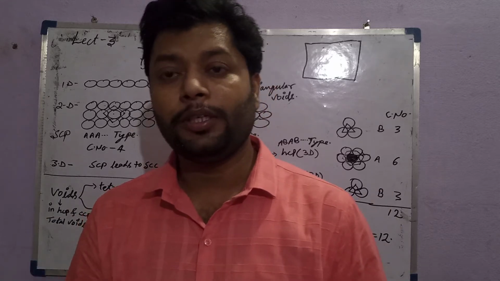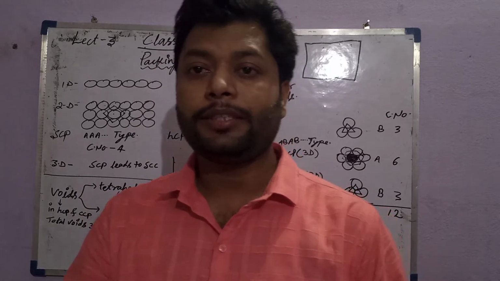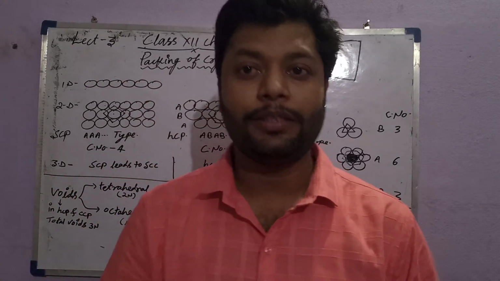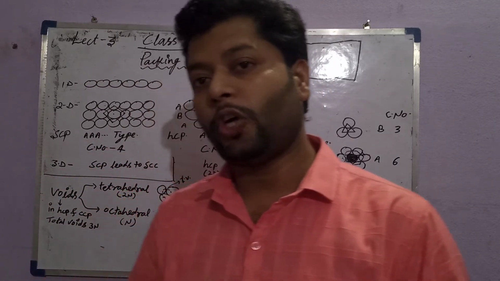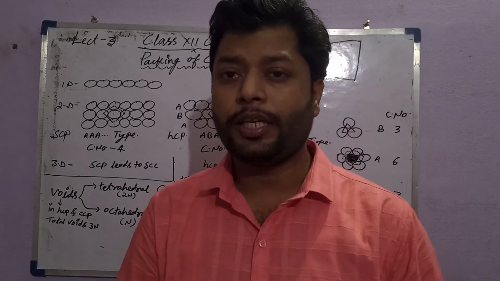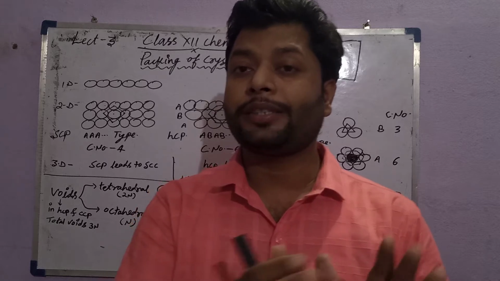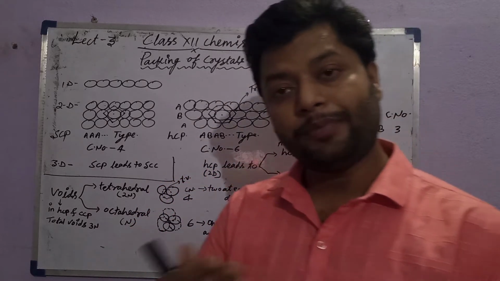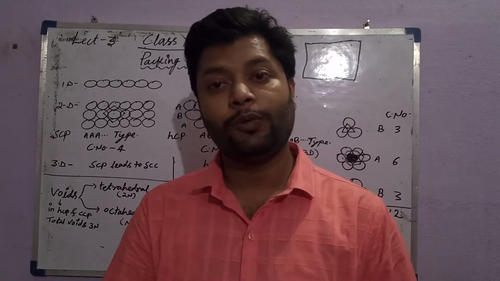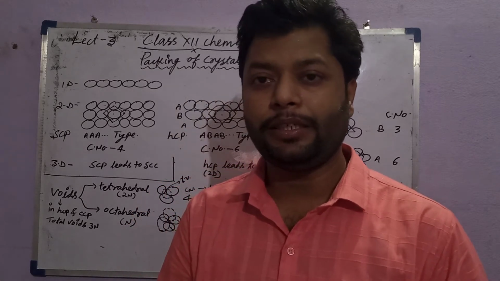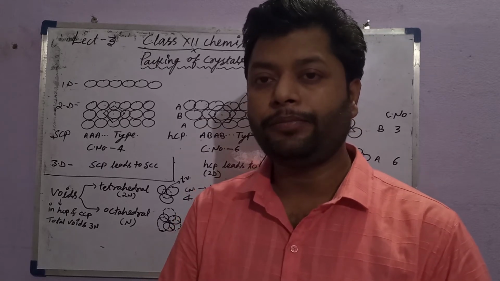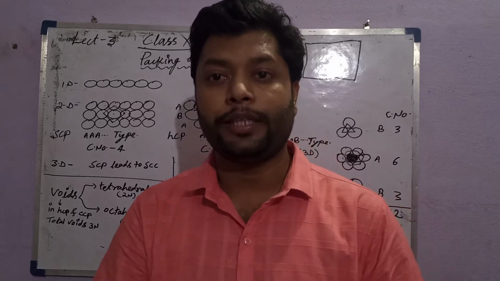You can see on the board behind me there are some structures formed. We'll discuss them one by one. So let's start the topic. The last two lectures concluded some introduction about the unit cell, some types of unit cell, and some other features about unit cells like FCC, BCC, SCC. So let's discuss how the particles are arranged together.